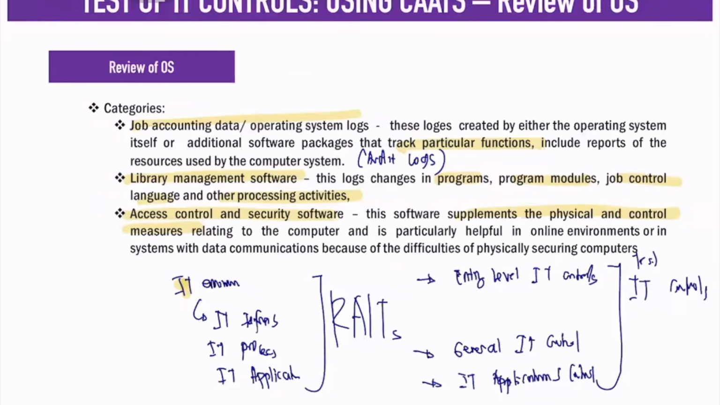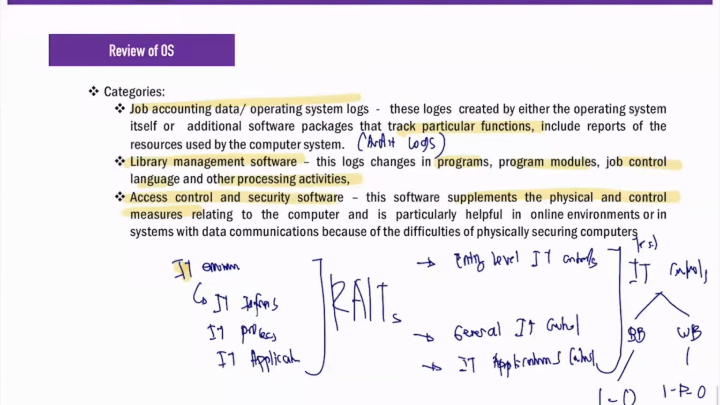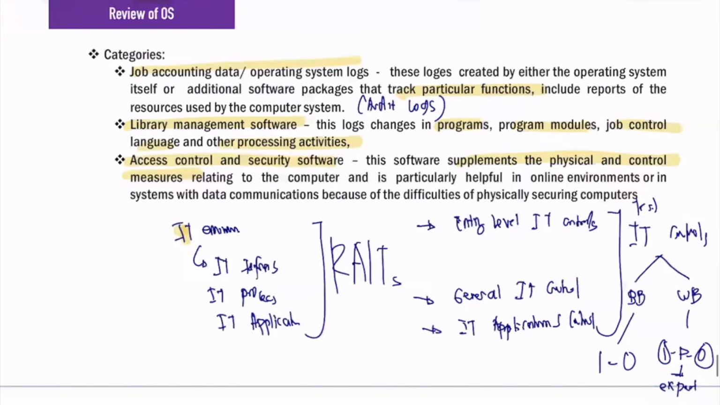So how do we test IT controls? There are two ways: either the black box approach or the white box approach. In your black box approach, we only test inputs and outputs. In your white box approach, we test inputs, process, and outputs. But generally, what we know to test is only your input and output. The process is tested by an expert. And how do we test this input, process, and output? Using your computer assisted audit techniques.